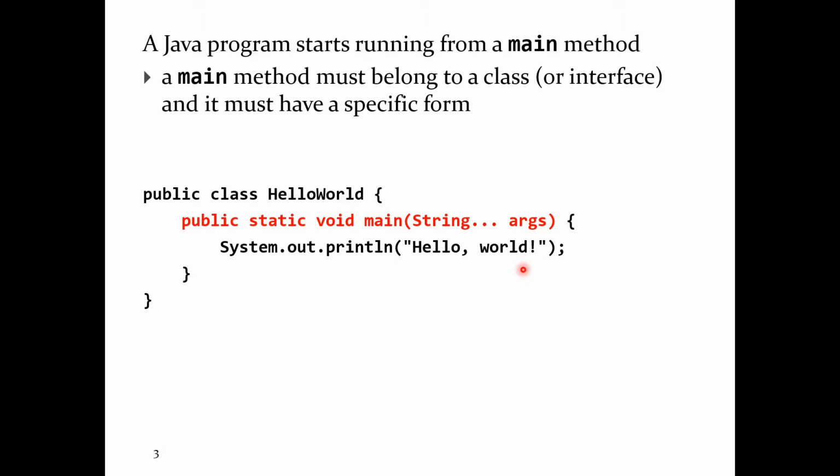So right away, you can see that a small Java program tends to be a lot longer than the corresponding small Python program.